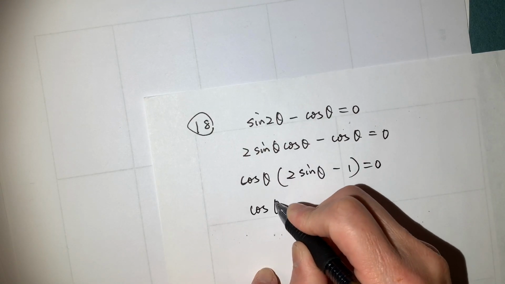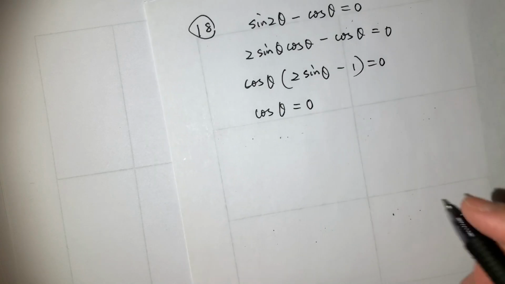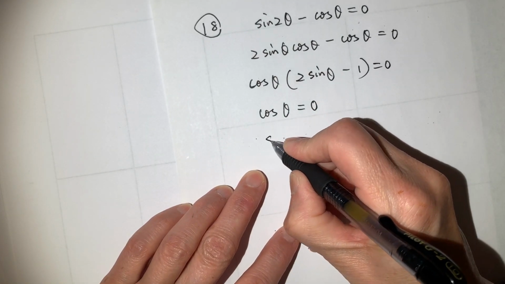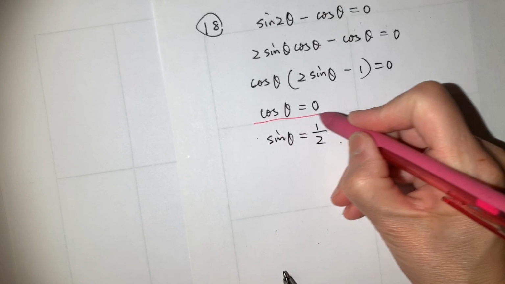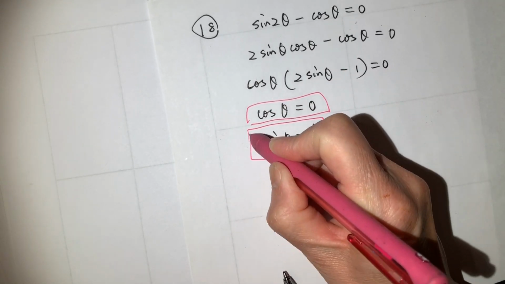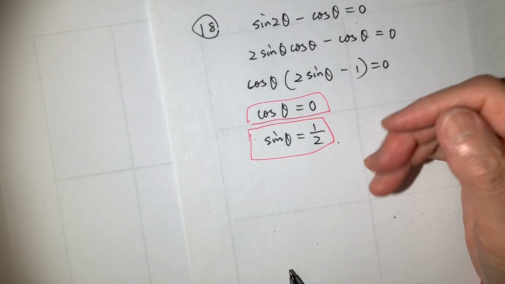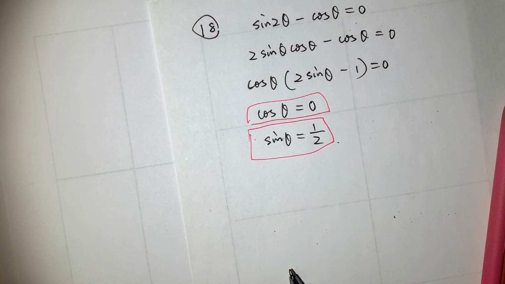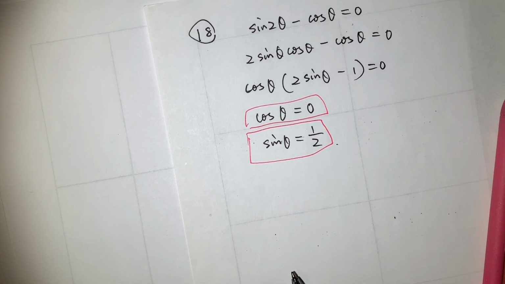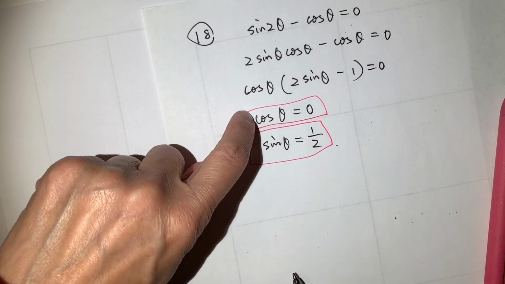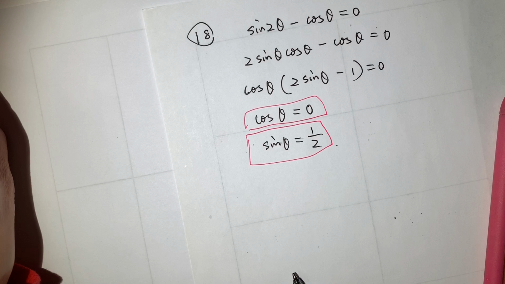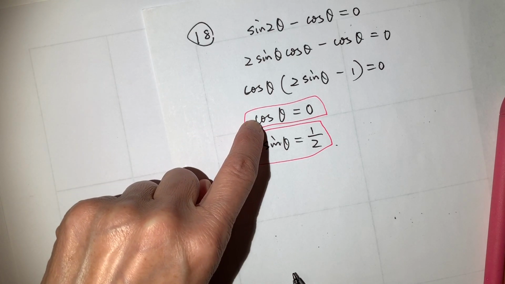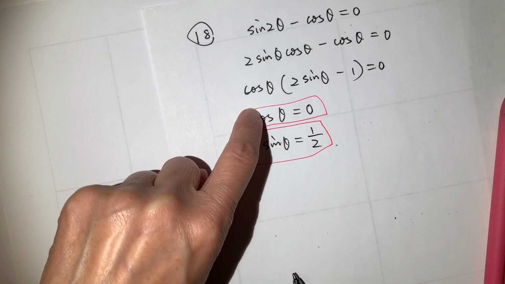So cosine theta equal to 0, and sine theta equal to 1 half. So these are the two results. You can put it back to calculate into degrees if you have the good spirit. This is 30 degrees, and cosine theta is 0, that is 90 degrees.